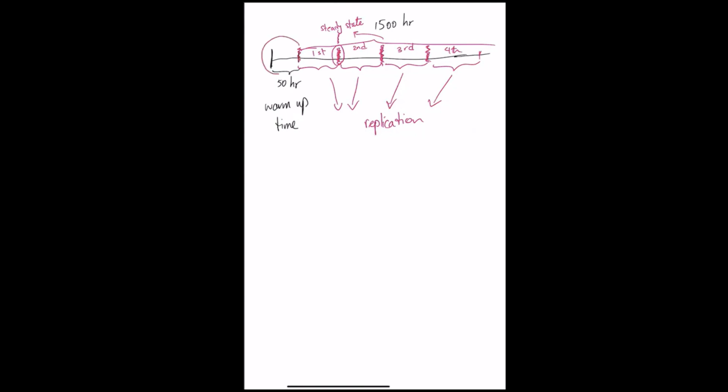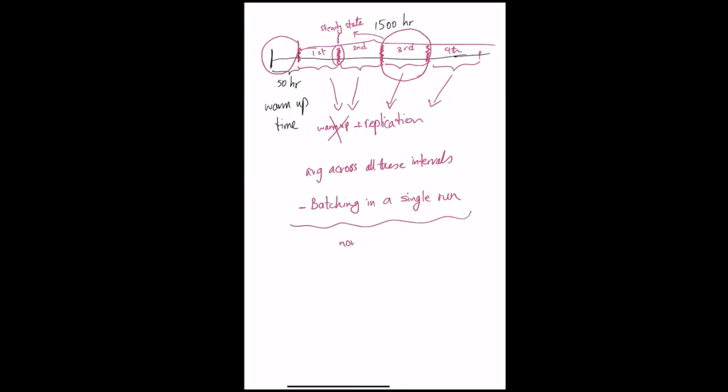So I don't need to worry about the warm-up period for each one of them. I only need to do the warm-up once and get rid of it. And the rest of these intervals are good. And I can look at the data for each one of them as one replication for which I have also gotten rid of the warm-up time. And then at the end, the simulation reports, let's say, the average across all these intervals. And this method is what we call batching in a single run. Okay? So basically, that's the second method for running non-terminating systems.